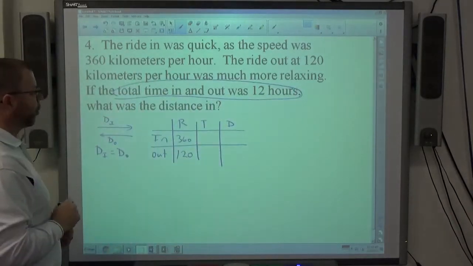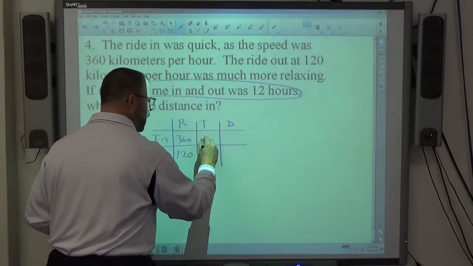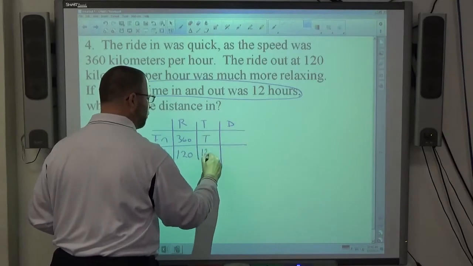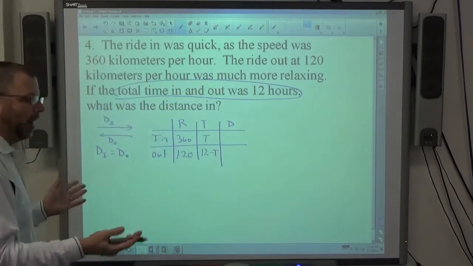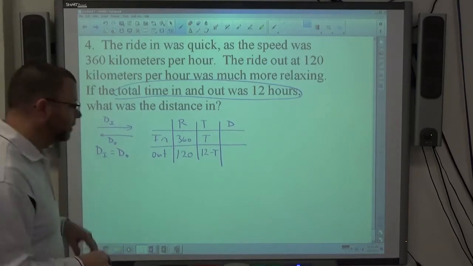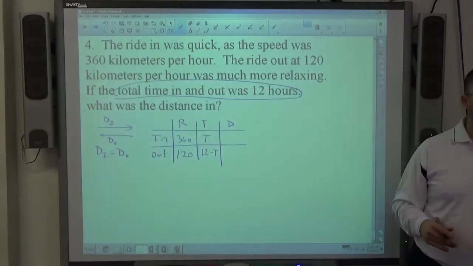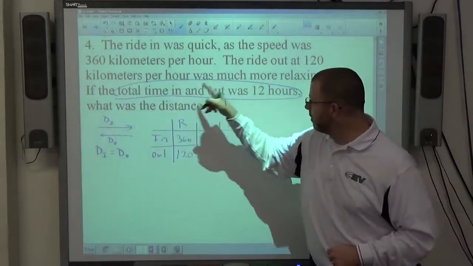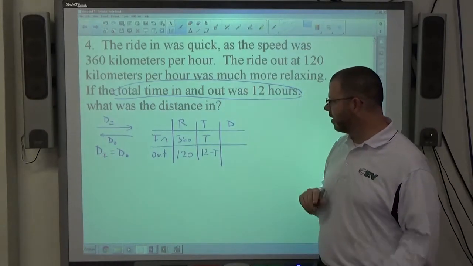Anytime they give you total or round trip time, let one time be t, the other is going to be the total minus t. I've said this 100 times. Some of you still aren't doing it right. I don't know how else to say it, but total time, t, total minus t, that's how you do it.